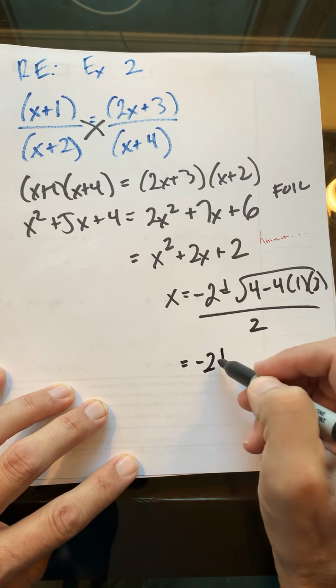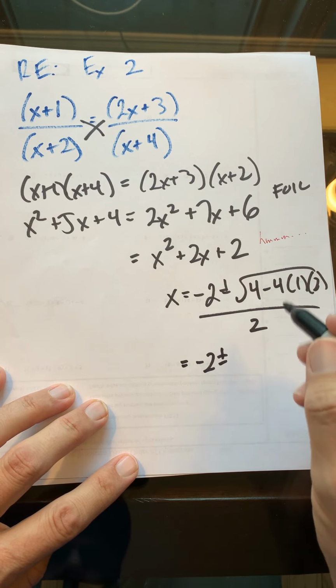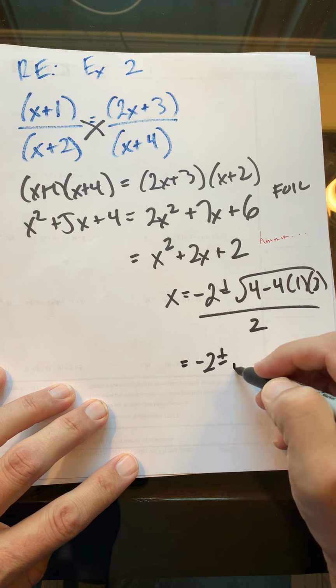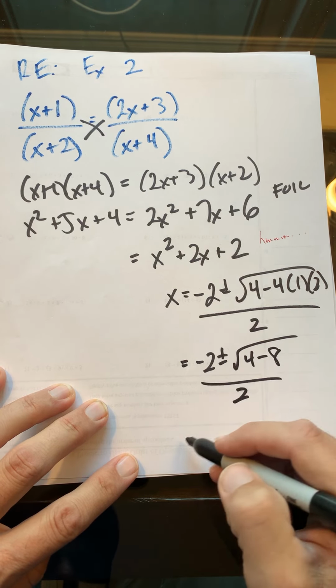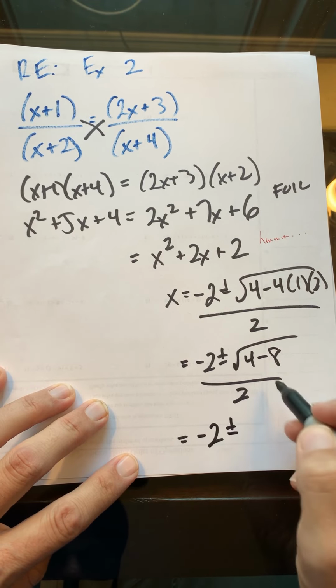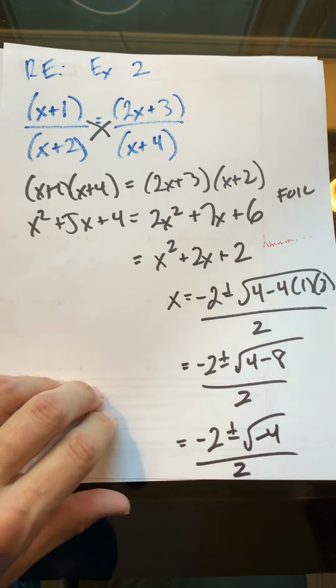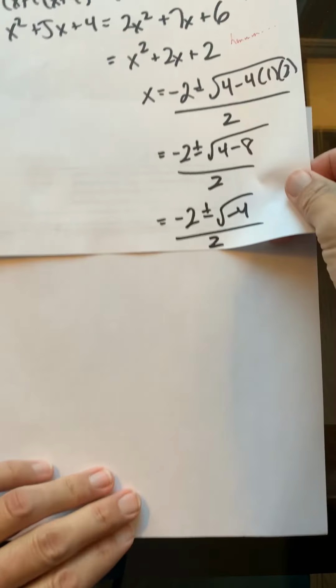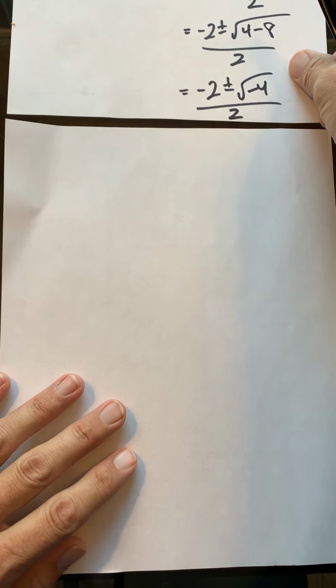This becomes negative 2 plus or minus, this is 4 take away 4 times 2, which is 8, 4 take away 8. I better write that down, actually, root 4 take away 8 over 2. And this is going to become negative 2 plus or minus the root of 4 take away 8, which is negative 4, over 2. And I think we actually saw a question like this a little while ago. Let me just move that up there so you can see it.